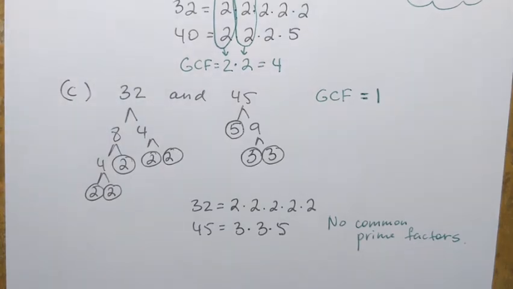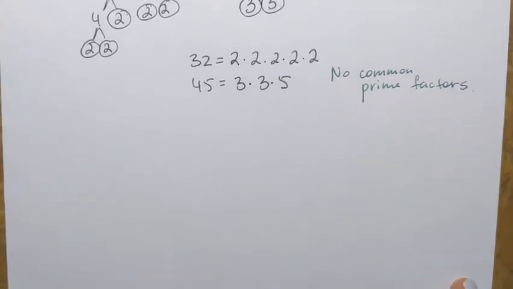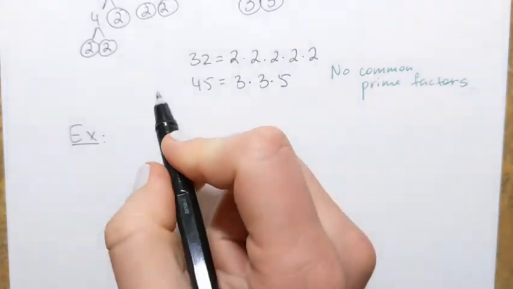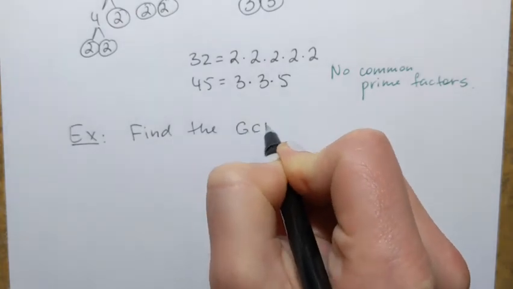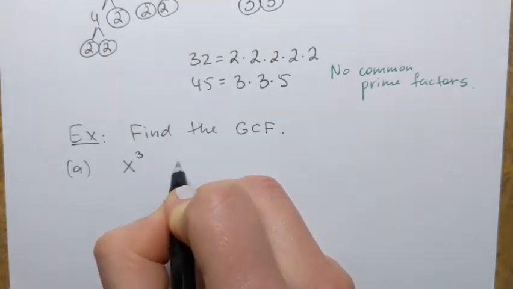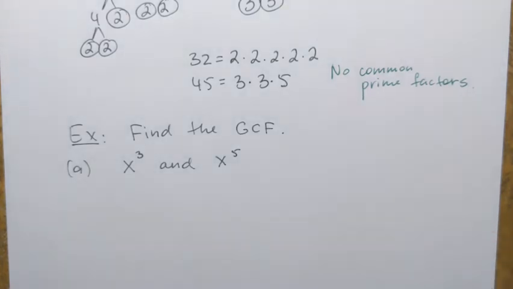Now, these are examples where we had to find the GCF for numbers. How about variables? What if I have variables? Actually, with variables, it's even easier and quicker. So find the GCF of, let's say, x cubed and x to the 5th power. What's going to be the GCF? We're going to try to follow kind of the same process. In other words, we're going to split each variable into factors. But how do we do that?